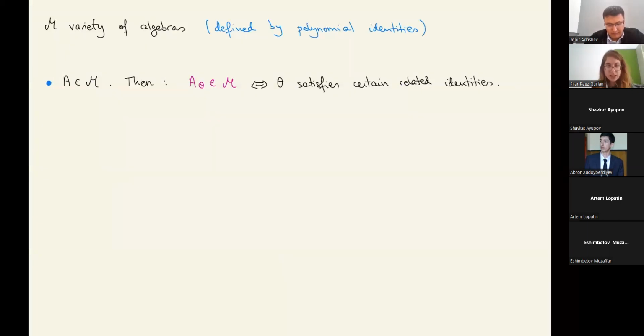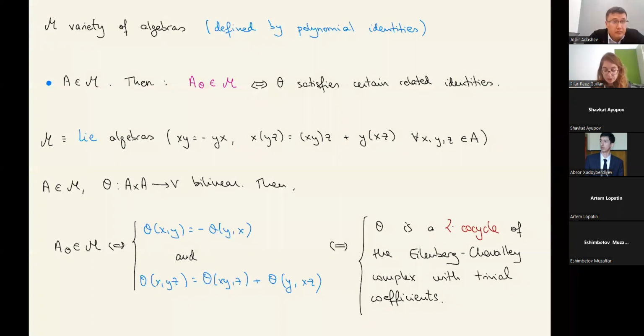I take my variety M and I can construct a central extension A theta, but I'm going to be interested in A theta being again an algebra in the variety M, the same variety as the original algebra. And we are going to find that this is equivalent to theta satisfying certain related identities. For example, if I pick the variety of Lie algebras, of course defined by anticommutativity and the Jacobi identity, my central extension A sub theta is again Lie if theta is antisymmetric and satisfies this kind of modified Jacobi identity. And also, if we want to approach this from the point of view of cohomology, this is the same as saying that theta is a 2-cocycle in the Chevalley-Eilenberg complex with trivial coefficients.